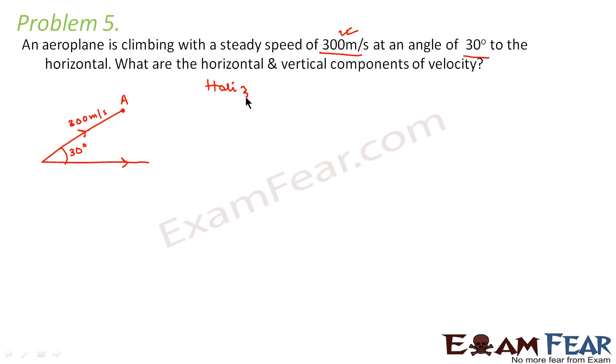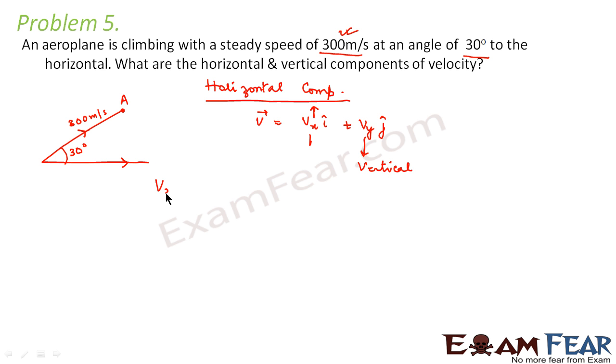So let us find out the horizontal component first. Let us suppose the velocity is denoted by v. Any velocity vector v will be represented as vx i cap plus vy j cap. So this is the horizontal component and this vy is the vertical component. The horizontal component vx would be nothing but v cos theta. Similarly, the vertical component would be nothing but v sin theta. We already studied all these things before.